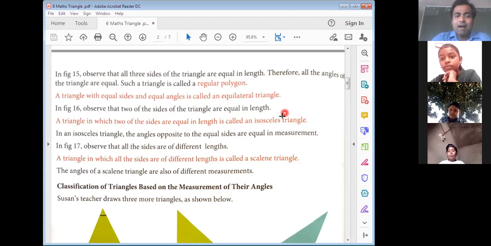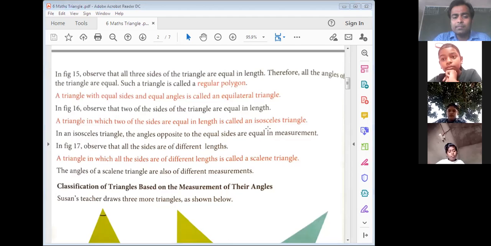If you are having a triangle where all the sides are equal, that kind of triangle is known as an equilateral triangle. A triangle with equal sides and equal angles. अगर बेटा इक्वल साइड है तो इक्वल एंगल होगा. ओके, a triangle with equal sides is called an equilateral triangle. And a triangle in which only two sides are equal, अगर सिर्फ दो sides equal हैं तो that type of triangle is known as an isosceles triangle.